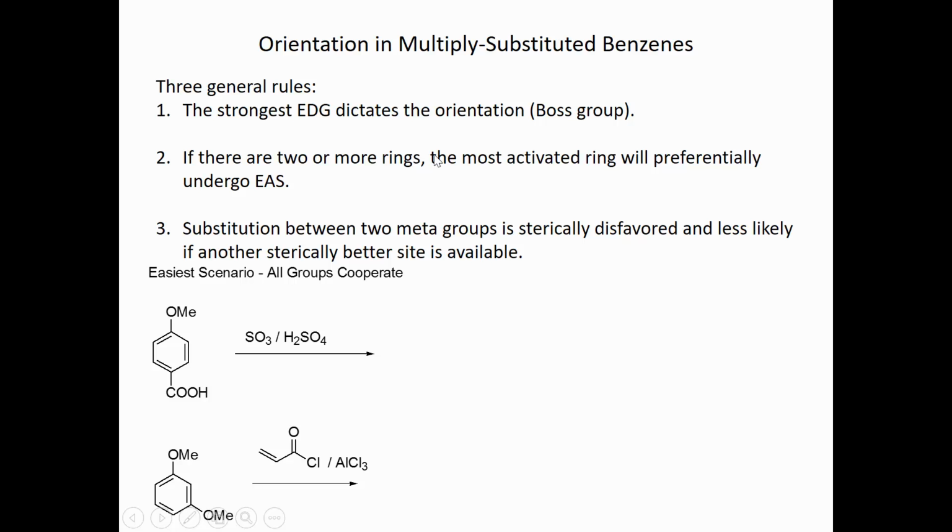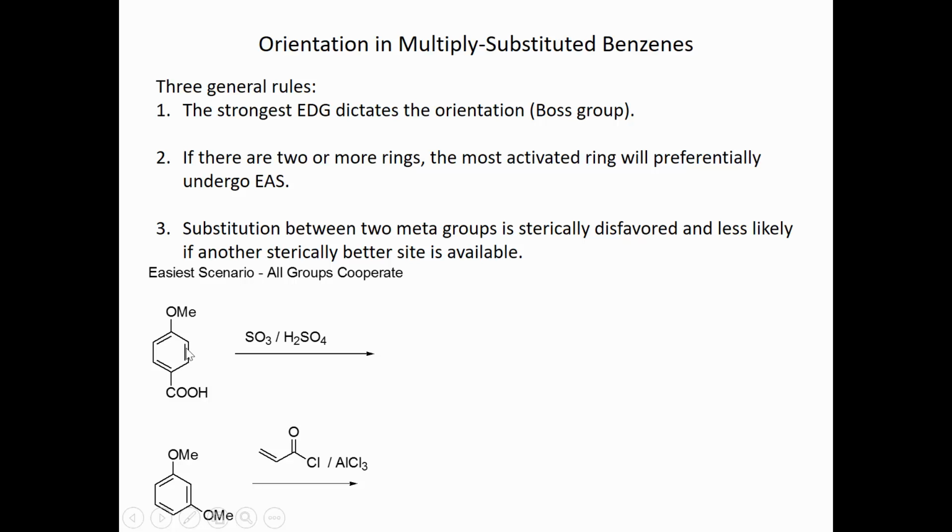Here, it's relatively easy to predict in these cases because both of the groups want the same thing. The methoxy wants it to go ortho-para. It can't go para because there's something already here, the carboxylic acid group. So we don't see attack at the para position. We see attack at the ortho position, but the carboxylic acid also wants attack to go here because it's a meta-director, and it wants it to go here as well.